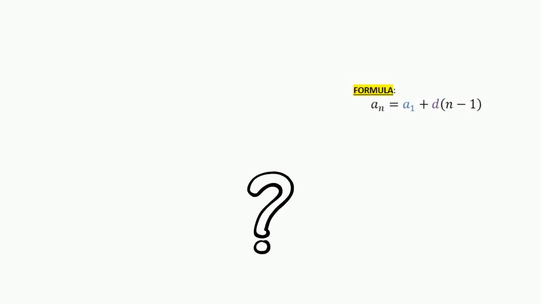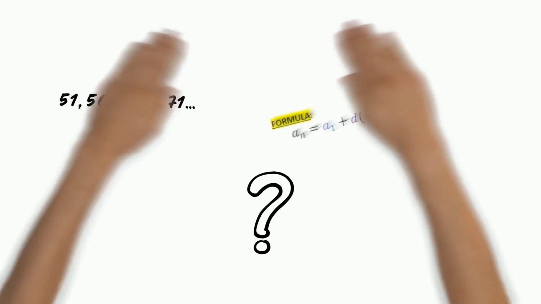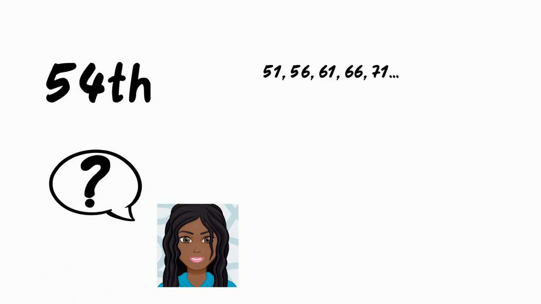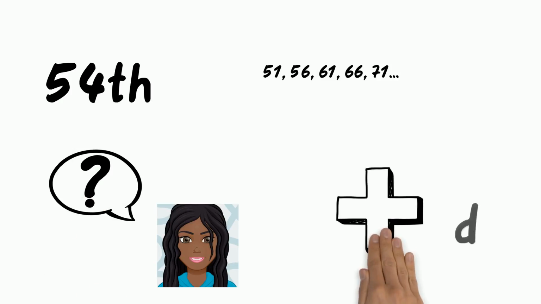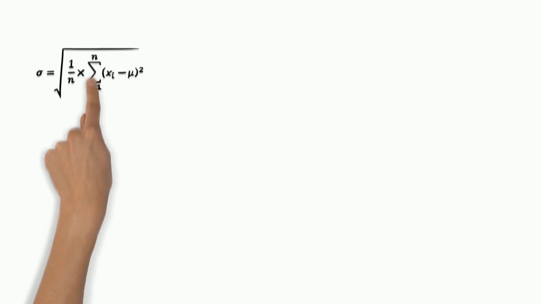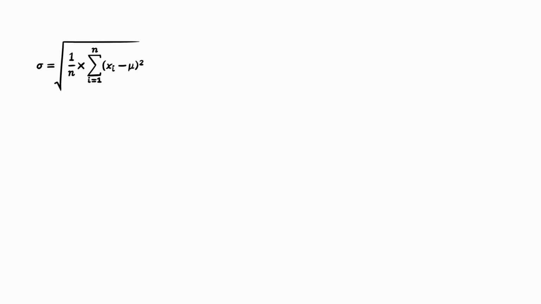How do you use the explicit formula of a sequence? Meet Miss Merritt. She is trying to find the 54th number of a sequence. Miss Merritt wants to know how she can find the 54th number without having to add the common difference from number to number 54 times. Is there some type of formula that she could use that would make things easier?